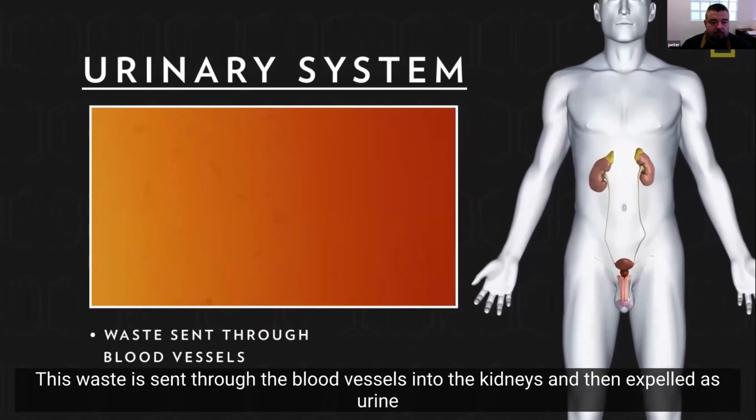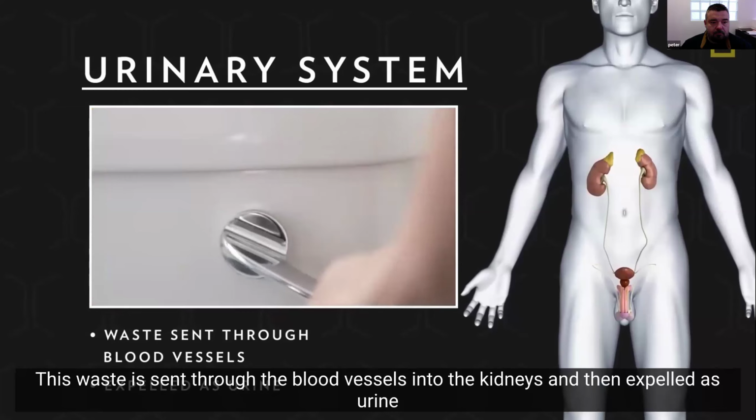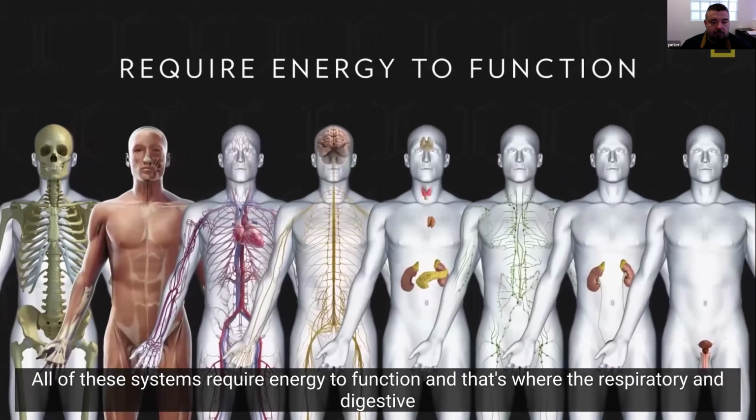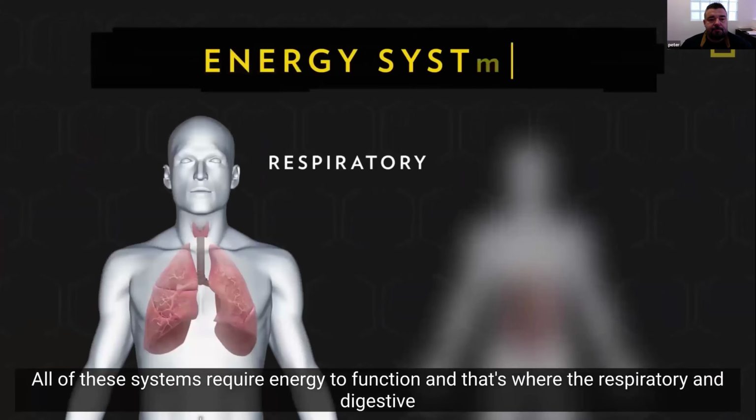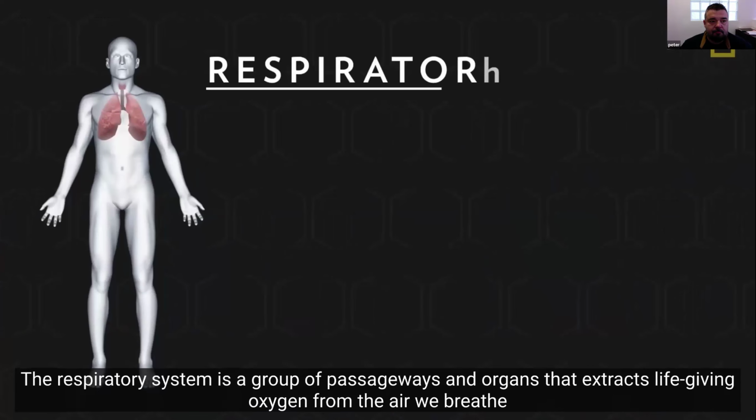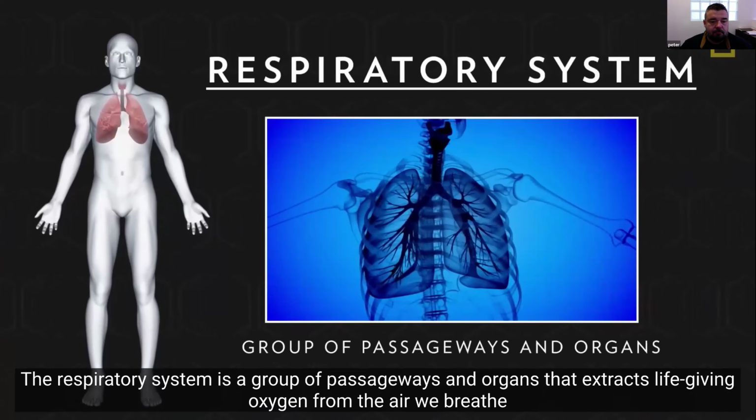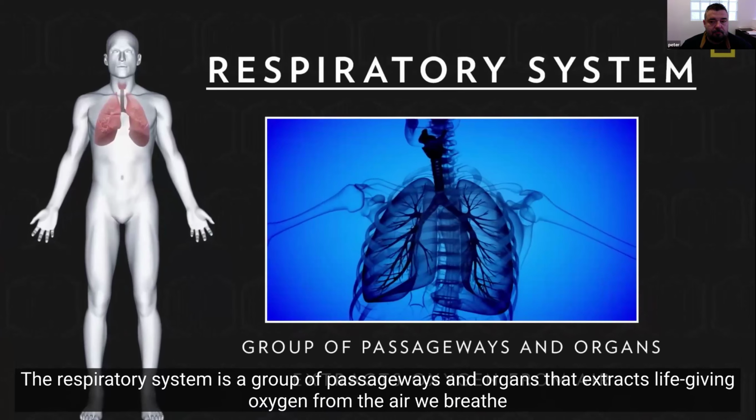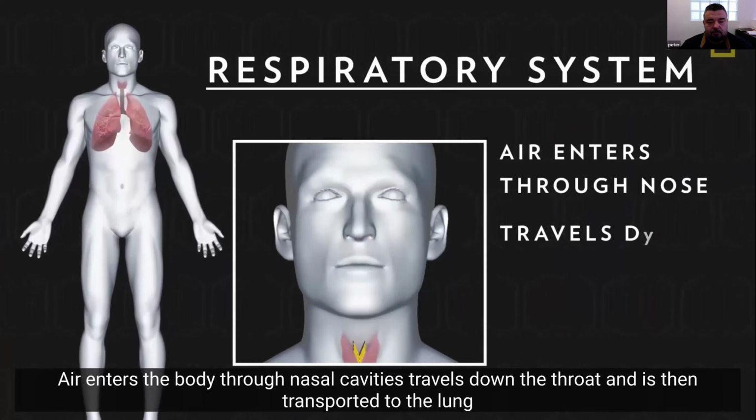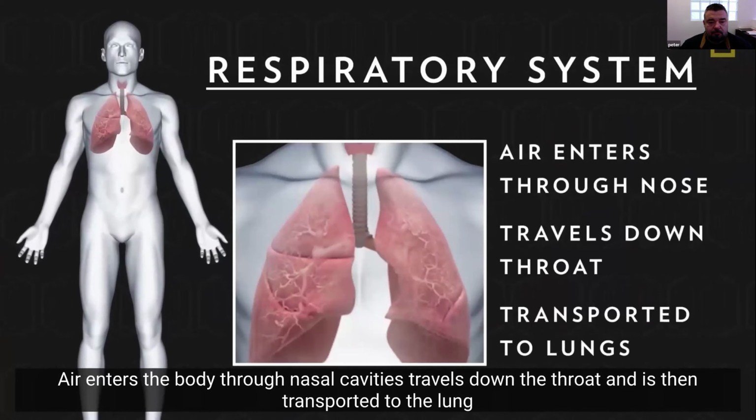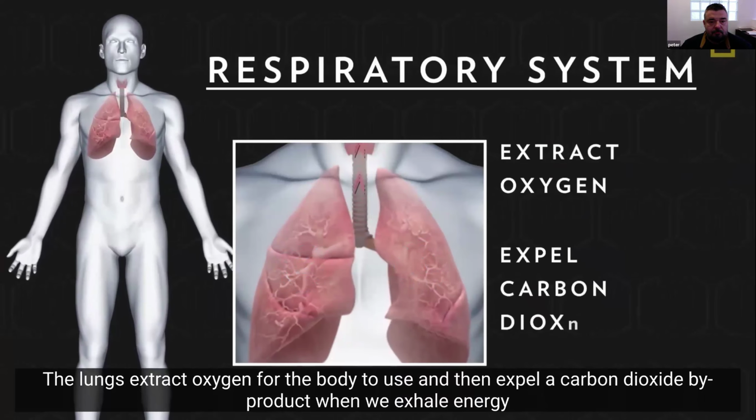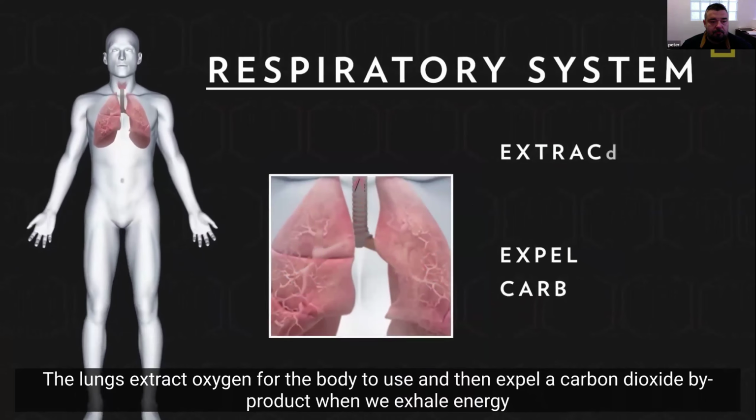This waste is sent through the blood vessels into the kidneys and then expelled as urine. All of these systems require energy to function, and that's where the respiratory and digestive systems come in. The respiratory system is a group of passageways and organs that extracts life-giving oxygen from the air we breathe. Air enters the body through nasal cavities, travels down the throat, and is then transported to the lungs. The lungs extract oxygen for the body to use and then expel a carbon dioxide byproduct when we exhale.